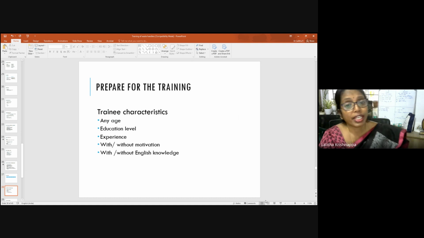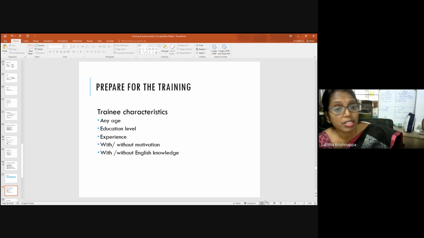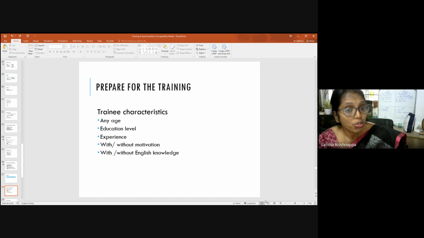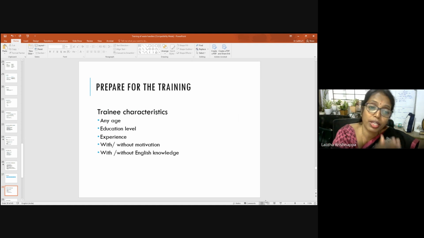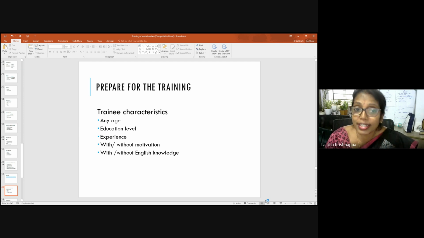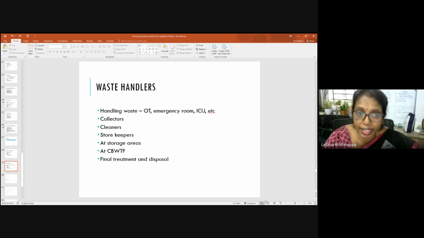For preparation of the training, you must understand the trainees can be from any age, from very young, that means up to 18, to even the higher age group. In education also, they can be as low as not being literate to a little bit well educated, and most of them come with experience also. You must keep in mind these characteristics, and they may be with or without motivation, or with or without English knowledge. So please study the characteristics of your participants, and accordingly try to engage them during the training.